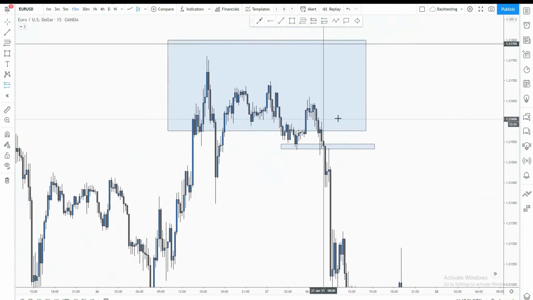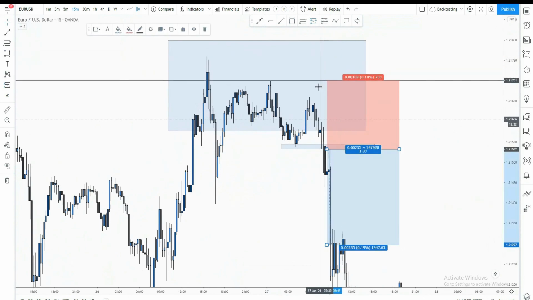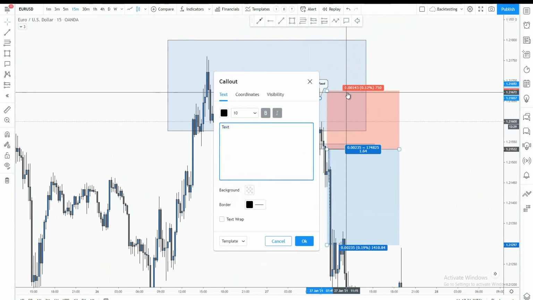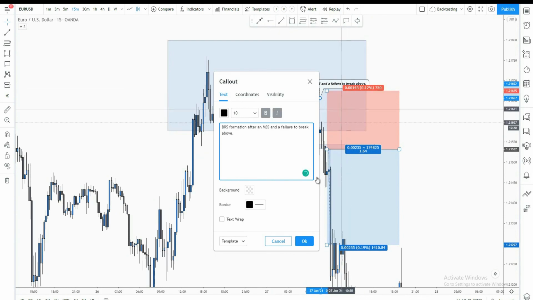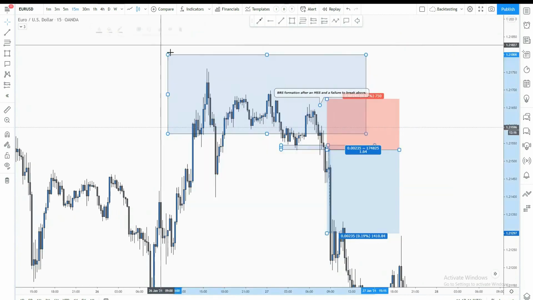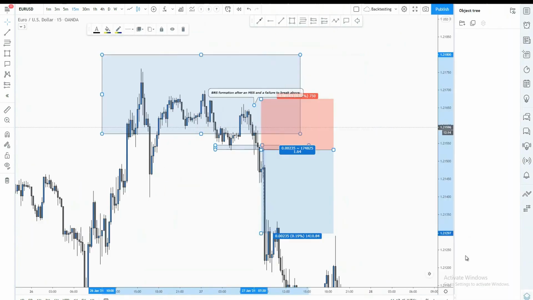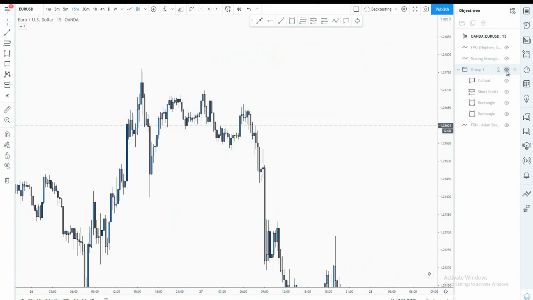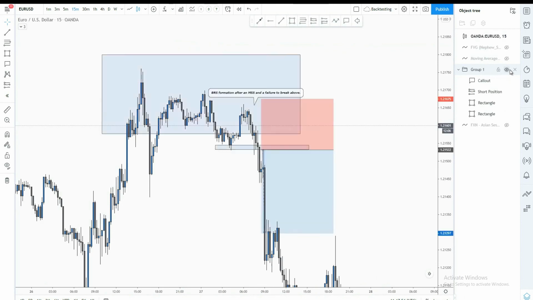Then what you do after you take the sell, for example, after you do this, you can also write a few notes, okay, BRS formation after an MSS and a failure to break above. Okay, so you mark this one. Then what you do, you hit Control, you select them all, go right there, click this thingy right there, type an explanation, example 1, example 2, and then hide it so that it doesn't bother your eyes while the backtest.